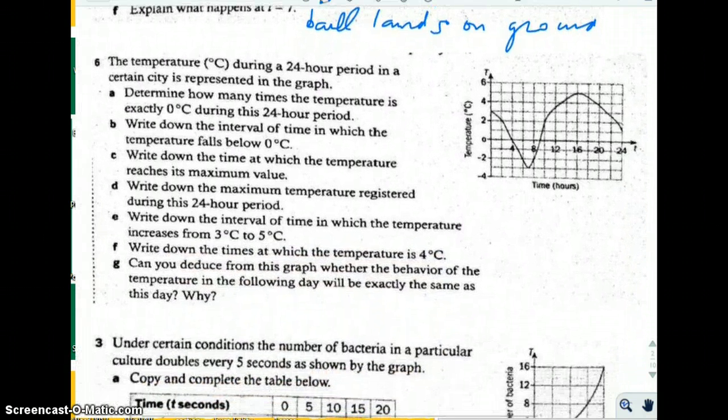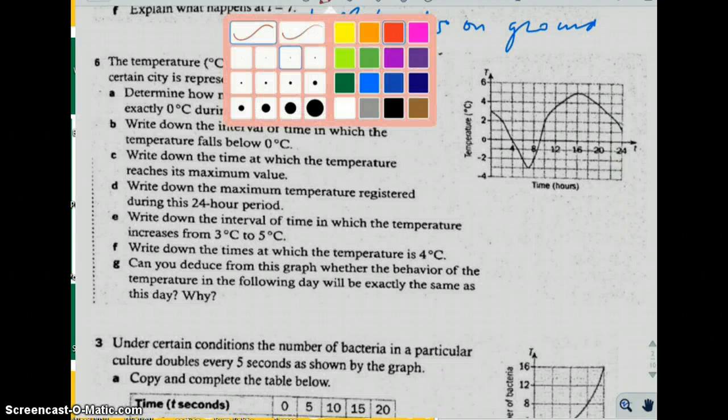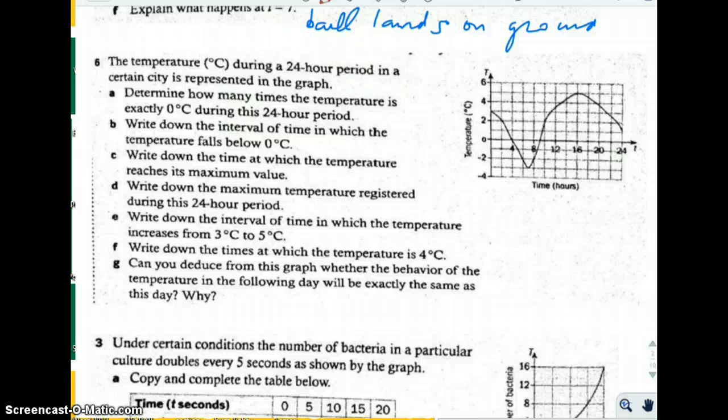Number 6, the temperature in degrees C during a 24-hour period in a certain city is represented by this graph. Determine how many times the temperature is exactly 0 degrees C during this 24-hour period. Well, that would be like how many times does the graph cross the x-axis, the 0 degrees Celsius line? It's twice, right? Twice.